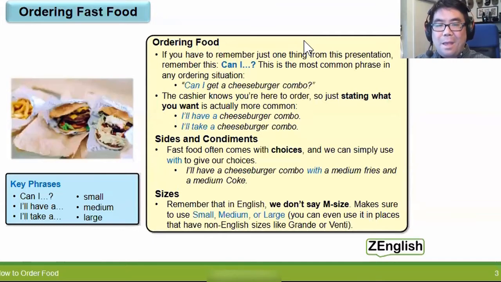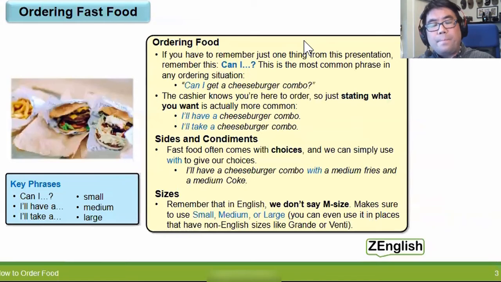Okay. It's important to know that, especially when you're at a fast food restaurant, the cashier knows that you've come in front of him or her to order. So actually just saying "I'll have" and stating what you want is also a really good way. I'll take a cheeseburger combo, or I'll have a cheeseburger combo.